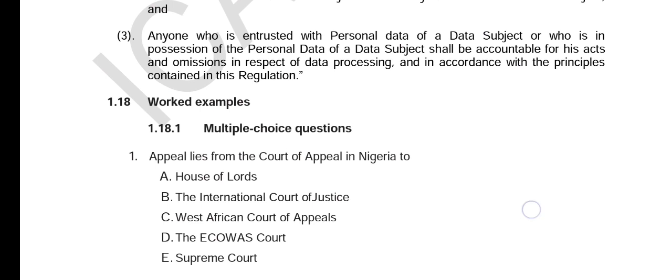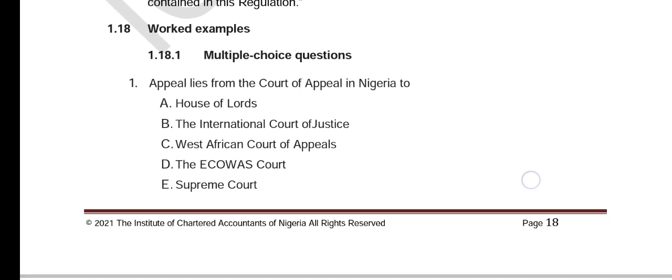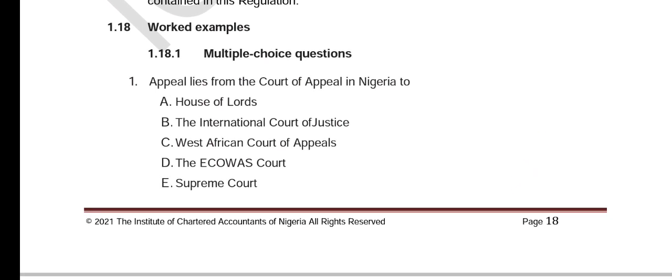So let's go to the multi-choice questions for chapter 1. They say appeal lies from the Court of Appeal in Nigeria to... It's just like asking which place we can make an appeal to. Let's say, for instance, you go to the Court of Appeal, and then you don't get the judgment you need.